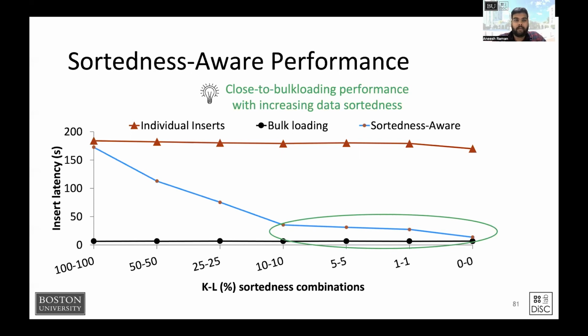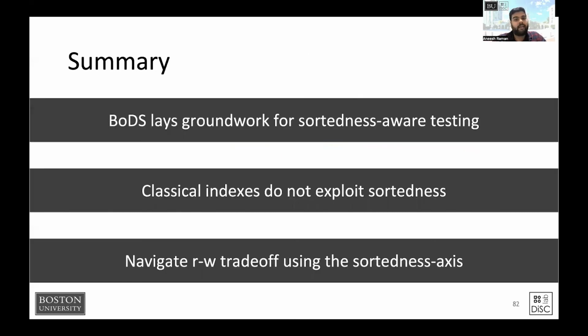So to conclude, we would like to reiterate that the performance of indexes with varying data sortedness has yet to be explored, and BoDS lays the groundwork for sortedness-aware testing. Through our experiments, we found out that classical indexes do not exploit data sortedness to any extent to improve index performance. So we envision not only to navigate the read-write trade-off using the sortedness axis for index data structures, but we also want to continue sortedness-aware explorations for other index data structures like LSM trees or even other sortedness-aware algorithms like join algorithms.